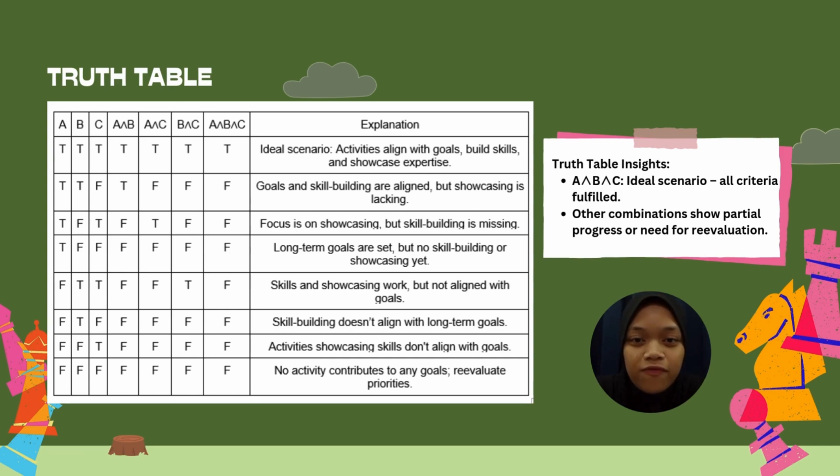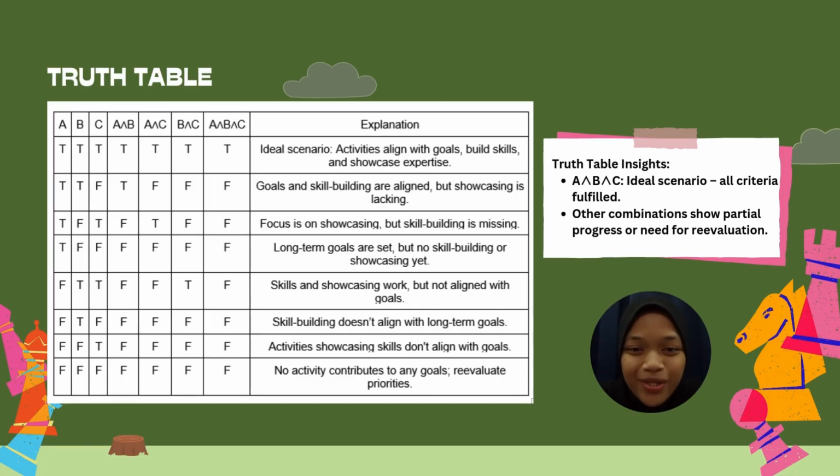In this slide, we provide the truth table, which breaks down how different combinations of goals, skill building, and showcasing abilities contribute to career decision making. Before this slide, I have highlighted the A and B and C. We see the ideal scenario where all three factors, alignment with goals, skill building, and showcasing abilities, are fulfilled.